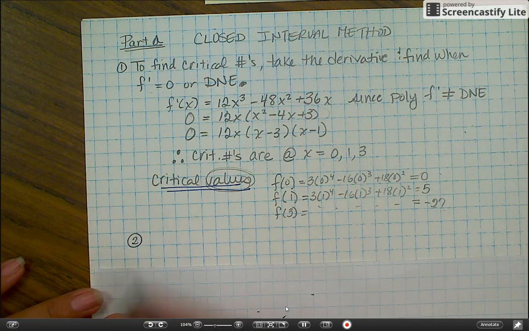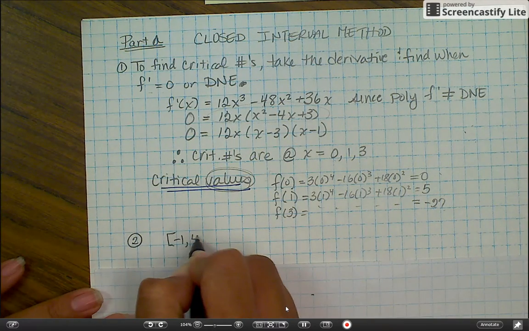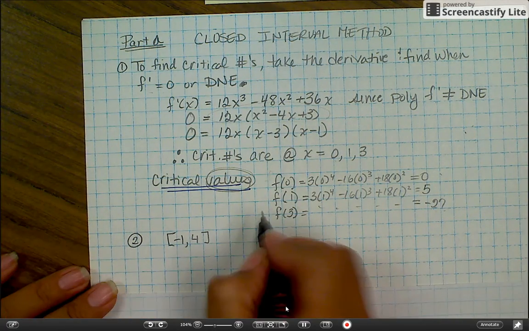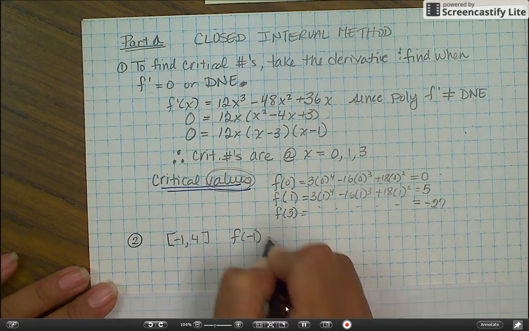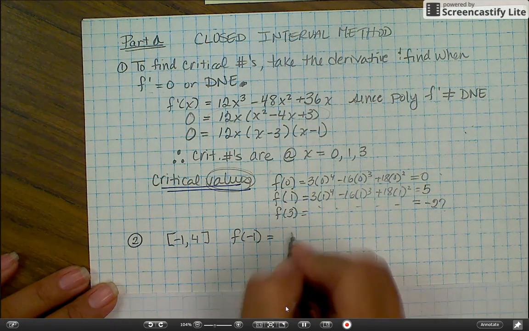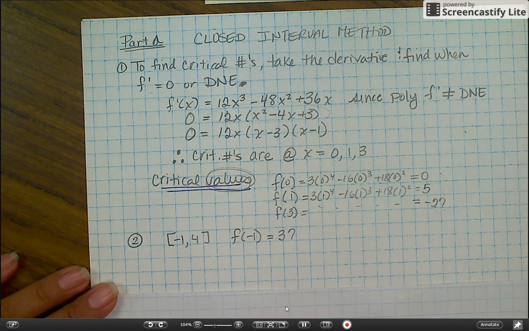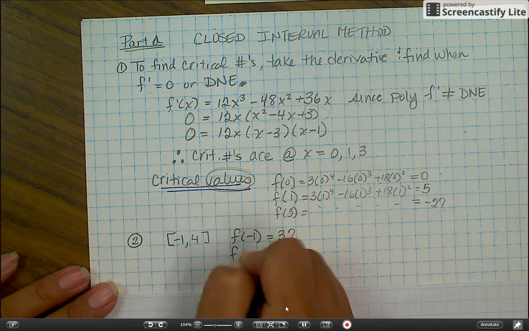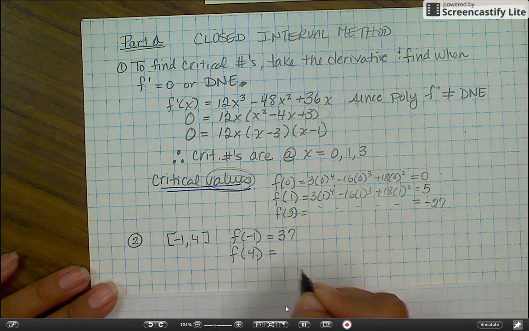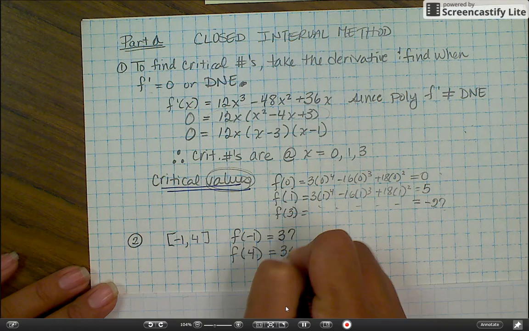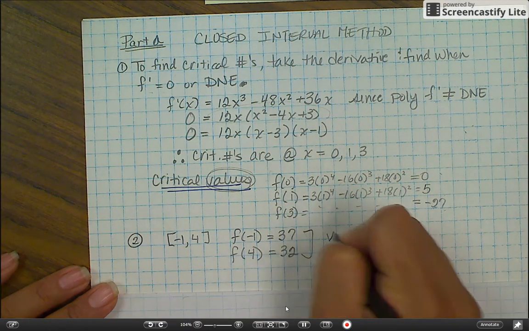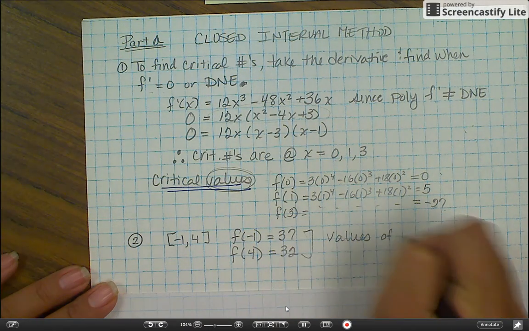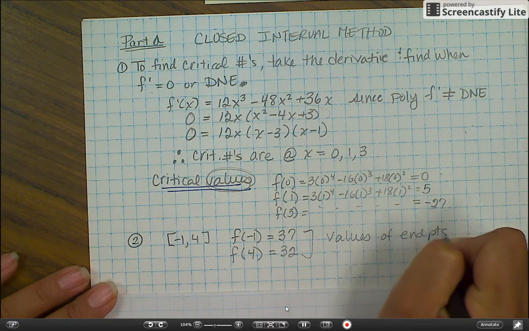Since the interval was from -1 to 4, we're going to find f of -1. And when you put -1 in, you get 37. And when you put 4 in, you get 32. Those are the values of the endpoints. Okay?